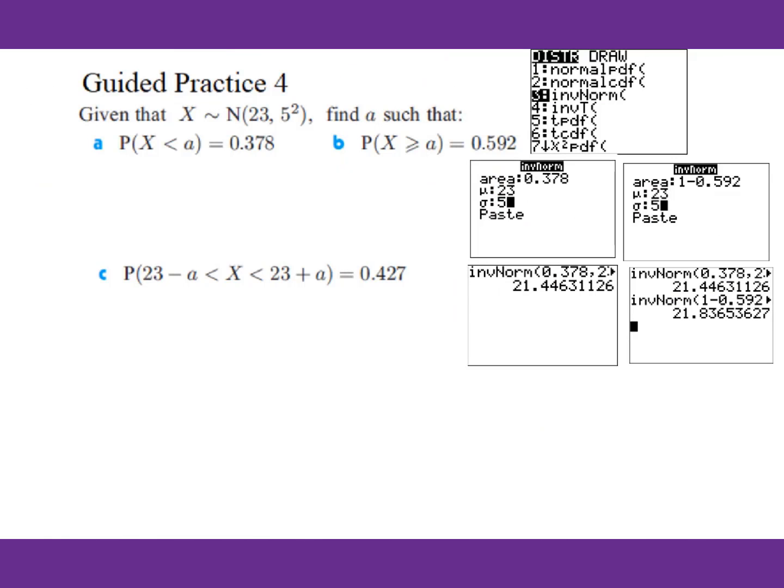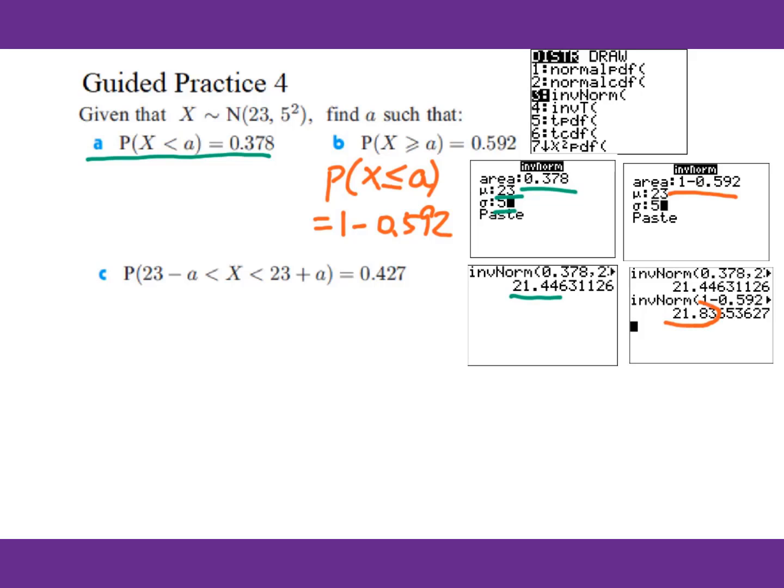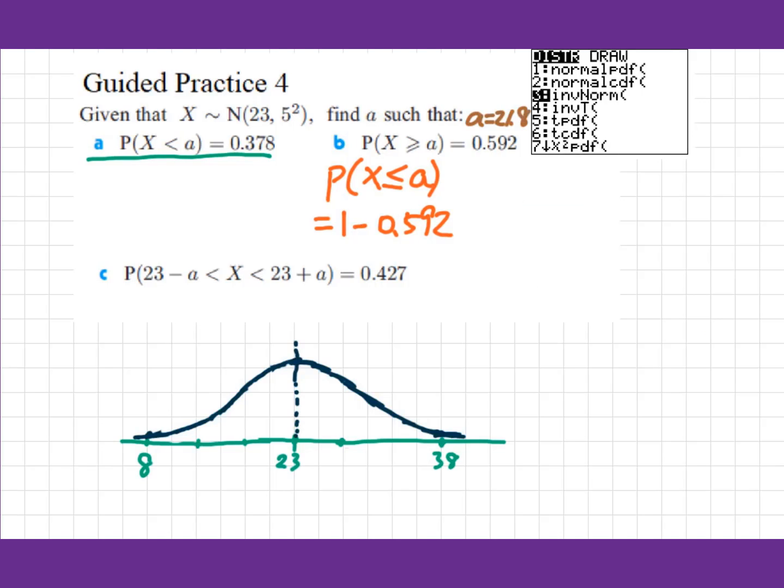For guided practice 4, for A, it's pretty easy. We just put all these numbers in and get the answer. For B, since x is greater than or equal to A, you have to put into the calculator 1 minus, so that we can form this less than or equal to A. It will be 1 minus 0.592. Then your answer will be this.